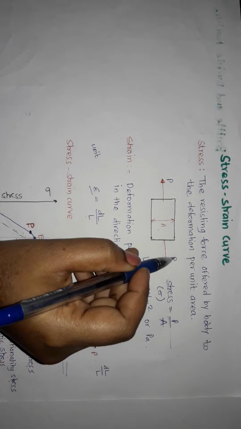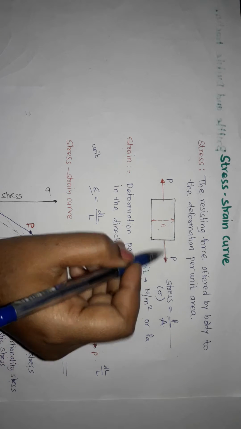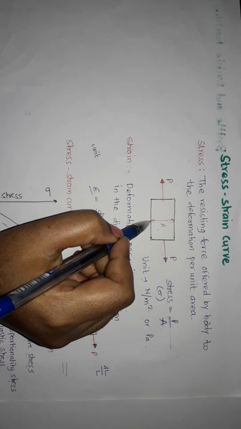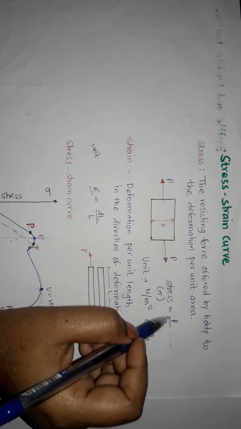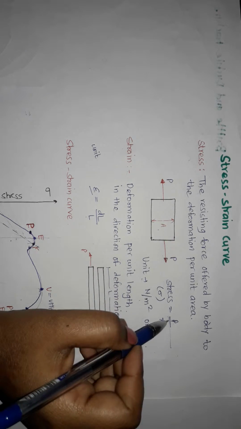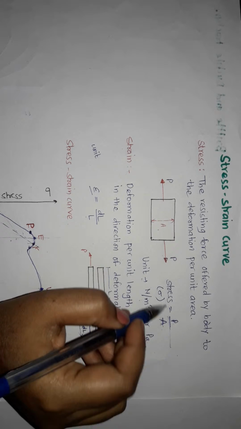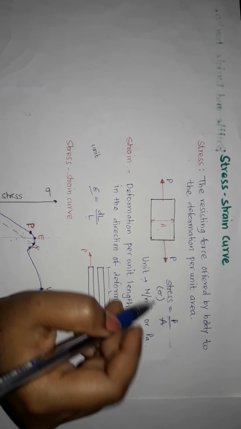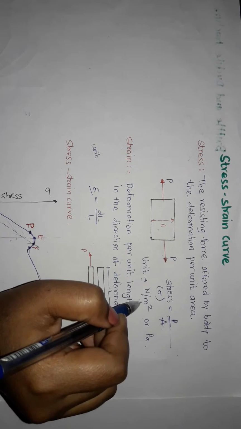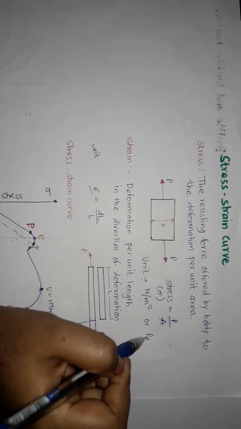So let's assume P is the tensile load applied on a cross-sectional area A. So our stress equals the resisting force P divided by the cross-sectional area A. So stress equals P by A. The unit of stress is Newton per meter square or Pascal.